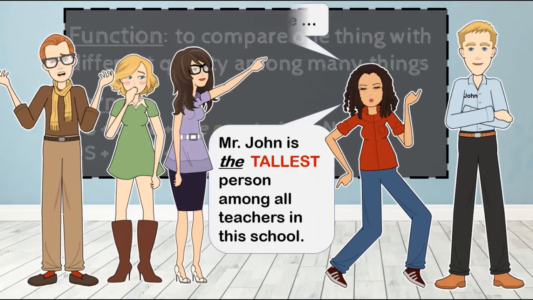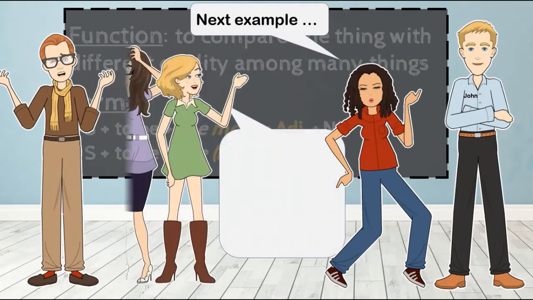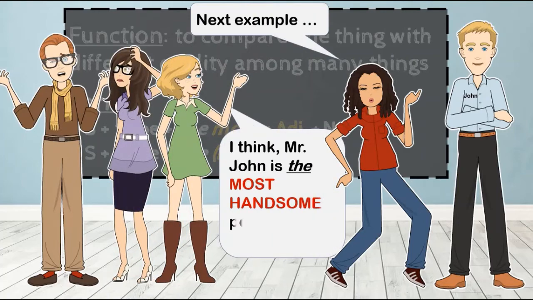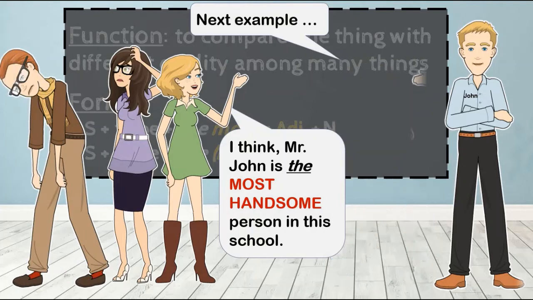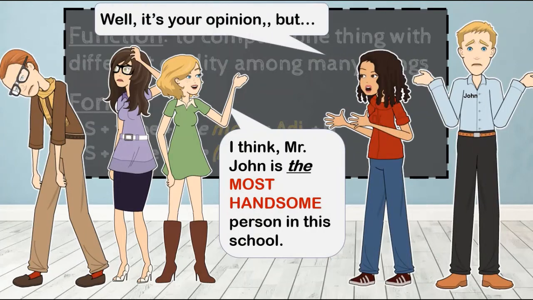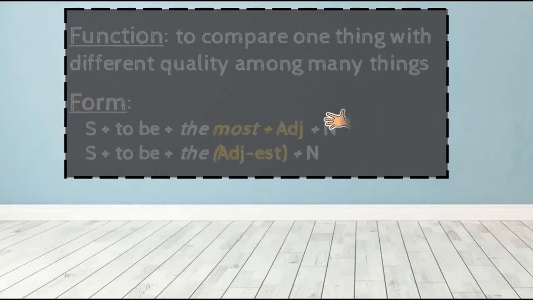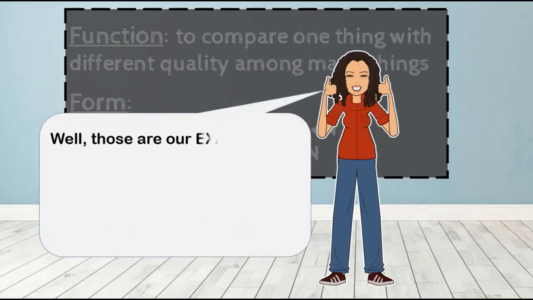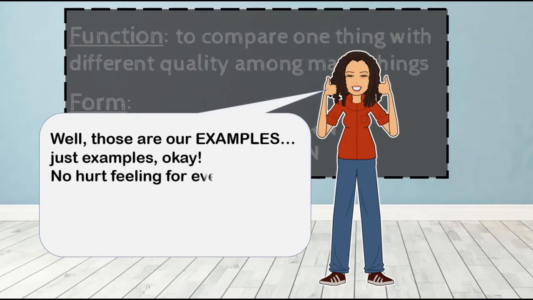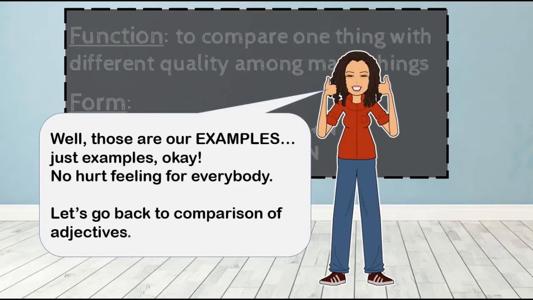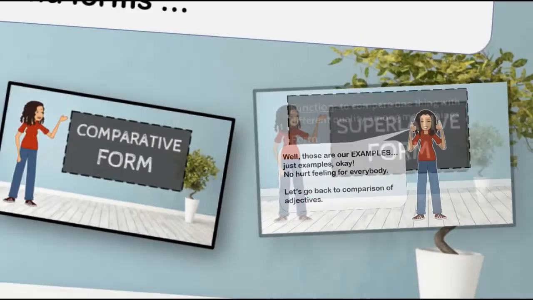Okay, now let's go to the next example. I think Mr. John is the most handsome person in the school. Again, it wants to indicate that Mr. John has another different quality among these teachers. Okay, so those are our examples. No hard feelings for everybody. Let's go back to comparisons of adjectives.